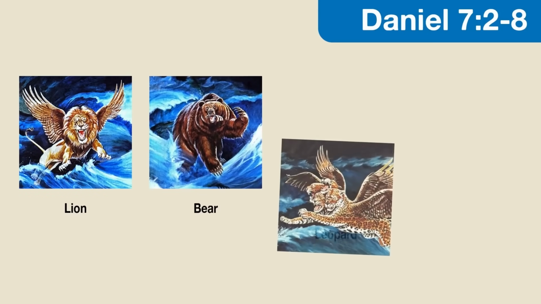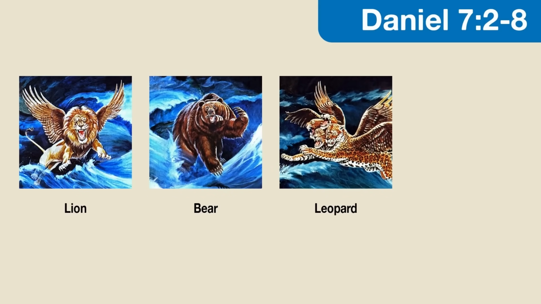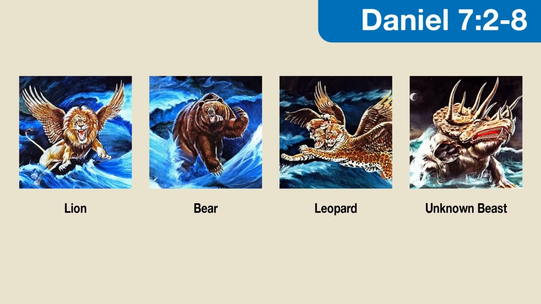We get a similar prophecy in Daniel chapter 7. This time, Daniel is the one who has the dream. In his dream, he sees a series of 4 creatures rising out of the sea: a lion, a bear, a 4-headed leopard, and an unknown beast with 10 horns.